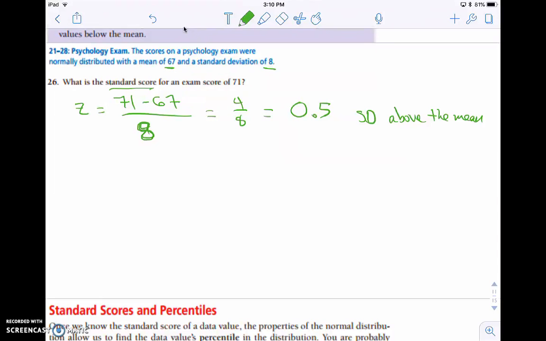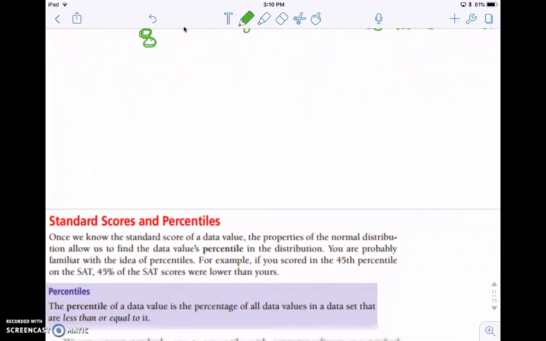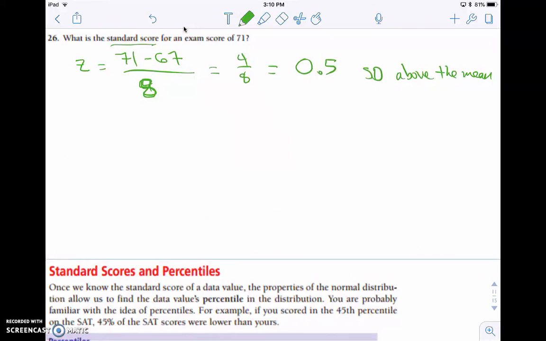Now you may be thinking, well, if the standard deviation is 8 and the 71 is 4 units away from 67, we can easily decipher that that's just half of the standard deviation. But when you get numbers that are really ugly, it's much easier just to convert these over, and then we're going to be finding percentiles in the next video, and having these z standard scores is going to be very helpful when we look at this table as far as where we're going to start there.